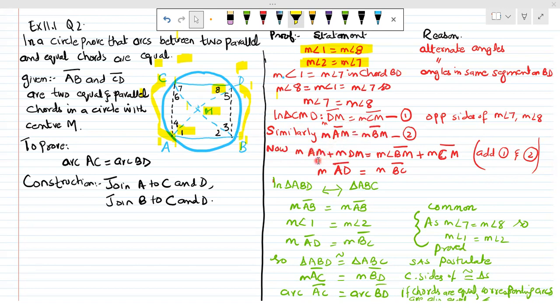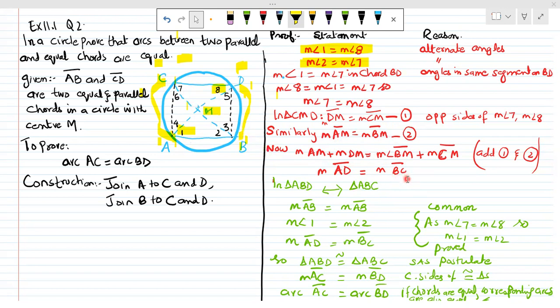Now we're going to add the left hand sides and right hand sides. AM and DM, when they're added, will give us BM plus CM. We are adding 1 and 2. And from the figure, we can see that AM plus DM is equal to AD and BM plus CM is equal to BC. Here we have mentioned this sum.